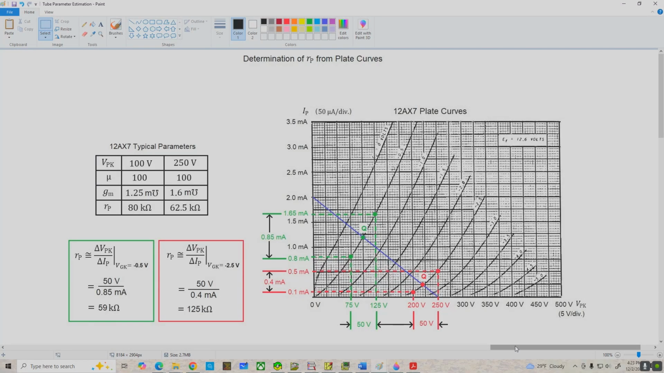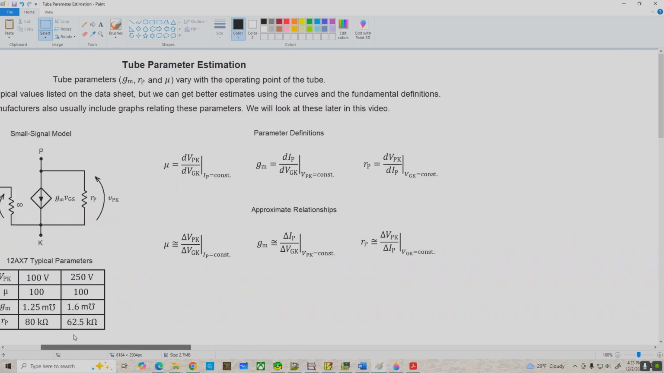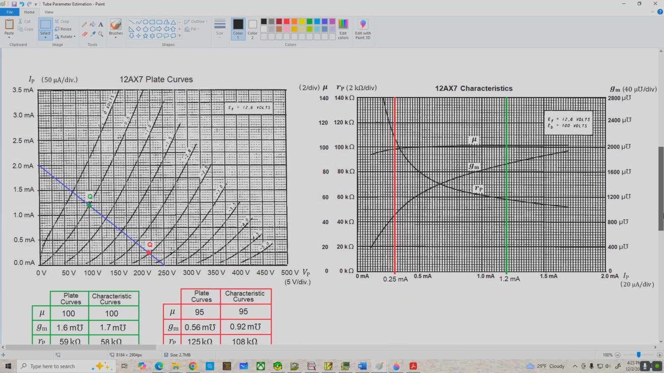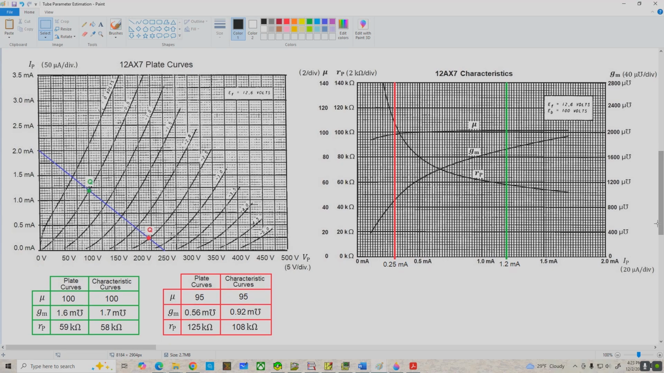Now, there is another way that we can get pretty good estimates of our Q point small signal parameters other than using the plate curves like we've been doing, and that is to use the characteristic curves that are given on most data sheets. And here's an example for the 12AX7.